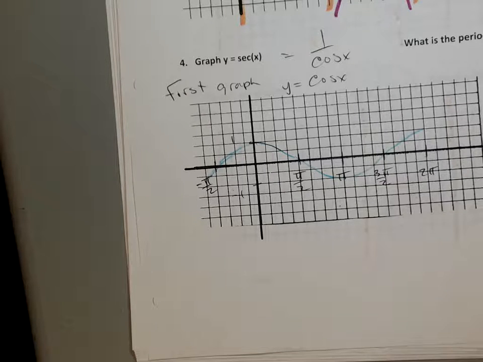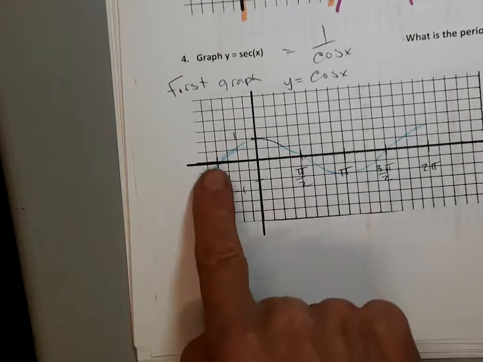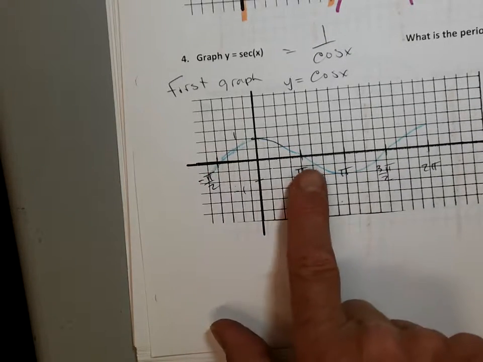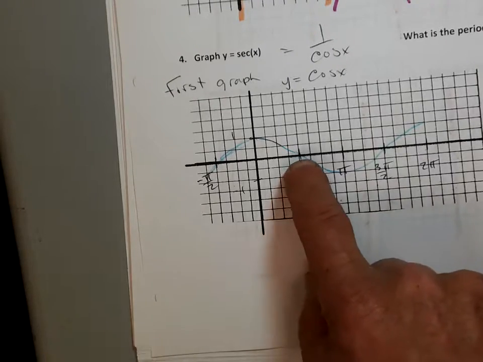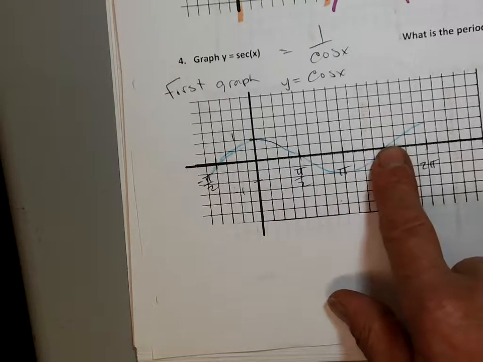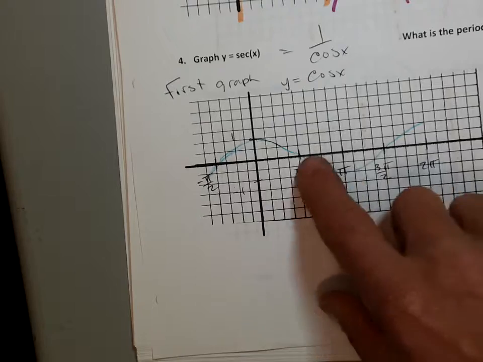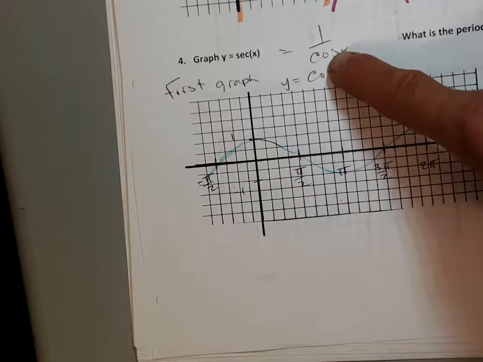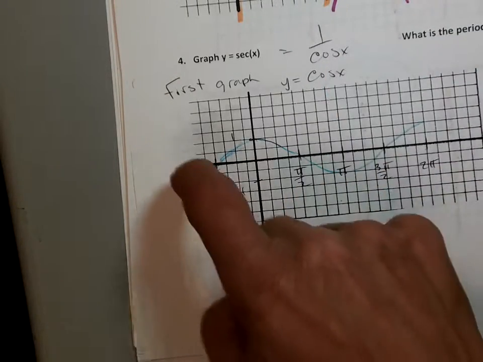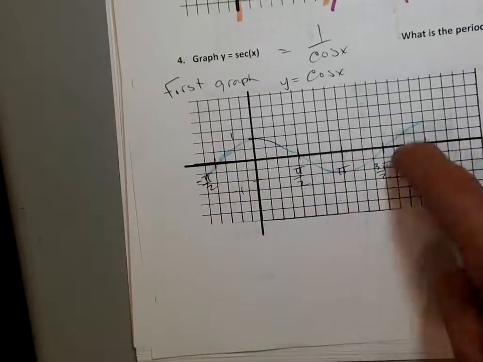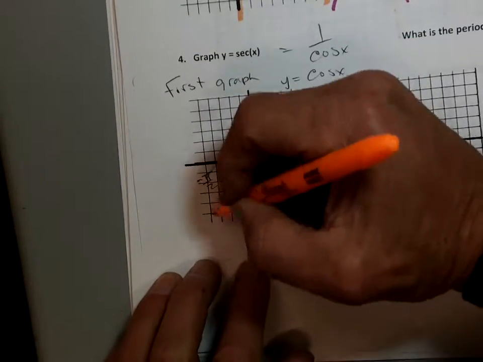Now, let's put in first, I'll let you catch up, the asymptotes. I know it has asymptotes because I will have to divide by 0 here. I'll divide by 0 here because that's where cosine is 0. And I'll have an asymptote here because that's where cosine is 0. Where cosine is 0, we would divide by 0, so you'd have an asymptote. So I'll have an asymptote here, here, and here. So I'm going to draw them in. Asymptote of negative pi halves.